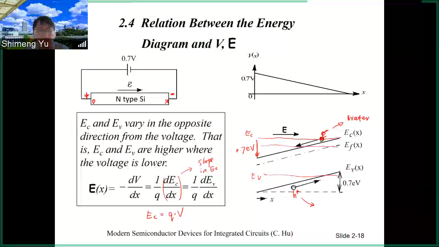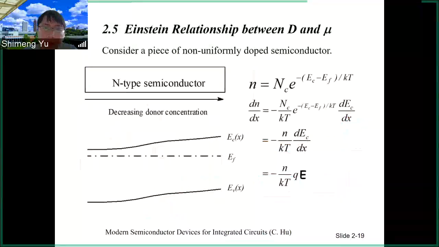And then let's look at another example here. This is an N-type semiconductor, but with non-uniform doping. So here, let's assume you have more doping to the left. So you have more electrons here.